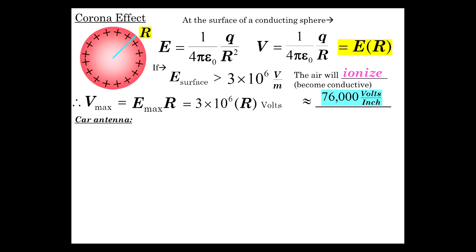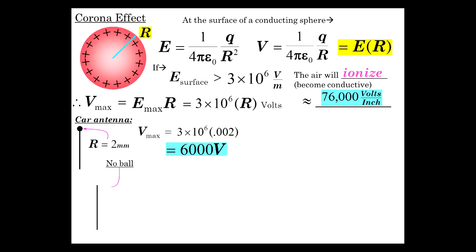Now with that in mind, let's consider a car antenna. You might have something that looks like this on your car or your parents' car. So we have a little ball that sits on top of a wire coming up. Let's say for sake of argument that the radius of that little sphere is 2 millimeters. Then the maximum potential at the surface of the ball would be the maximum E field times the radius, 0.002, which is 6,000 volts. So there's a reason why that ball is on there.